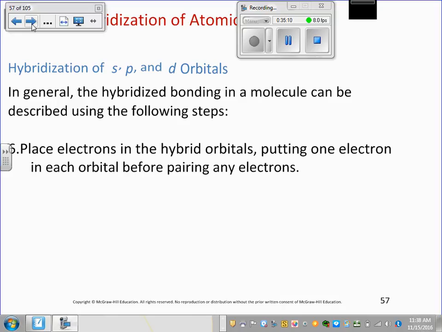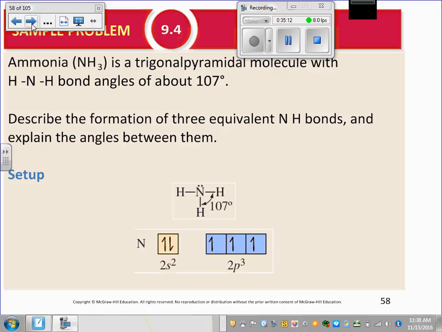So here, if we look at NH3, it's trigonal pyramidal. We have 3 equivalent N-H bonds. So what's the electron geometry around the nitrogen? How many things are on nitrogen? 4, so it's going to be tetrahedral. So my hybrid has to be which one of these? sp3. So I'm going to combine the s and the p.